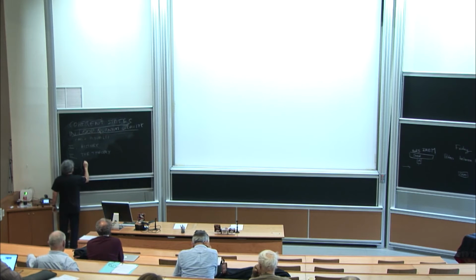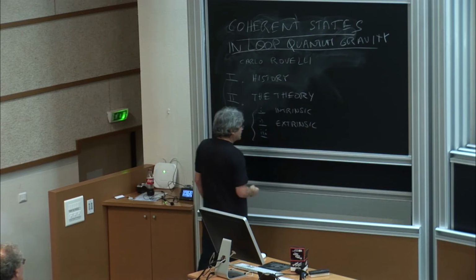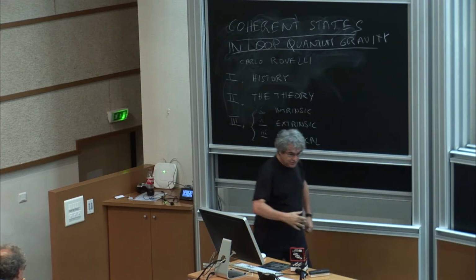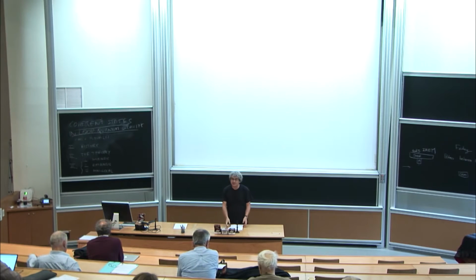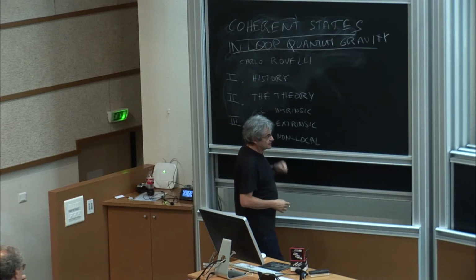So there are three classes of coherent states, one, two, and three, which I would call intrinsic, extrinsic, and non-local. And they were introduced for addressing specific problems of understanding what kind of physics quantum states represent, or what kind of geometry quantum states represent, because this is quantum gravity. So it's a quantum aspect of geometry. So it's a quantum state of geometry. I'll get into that. I'll say what these things are.